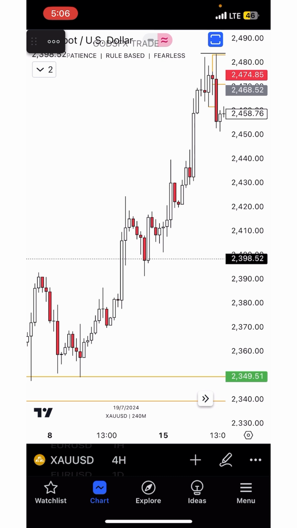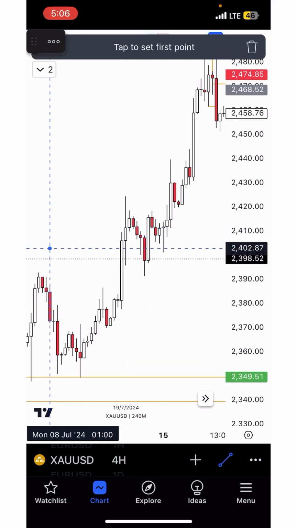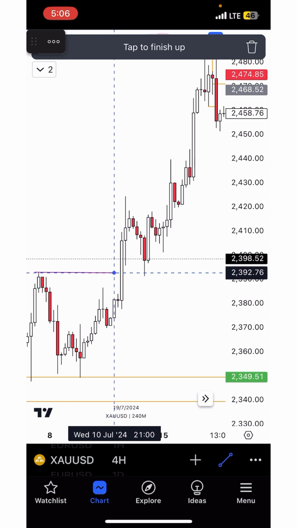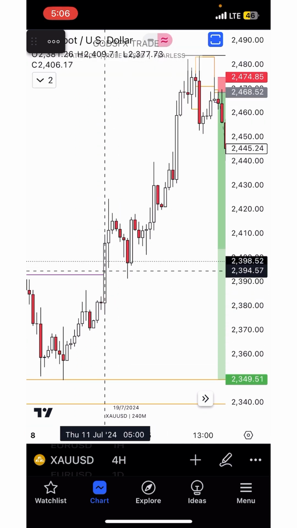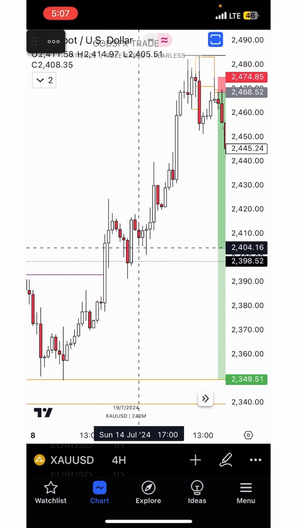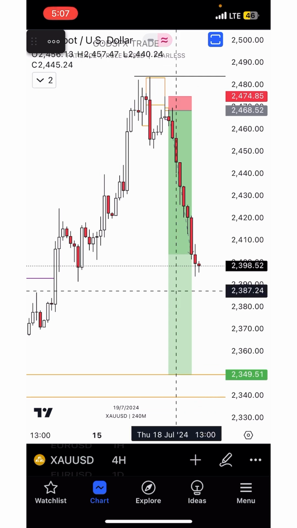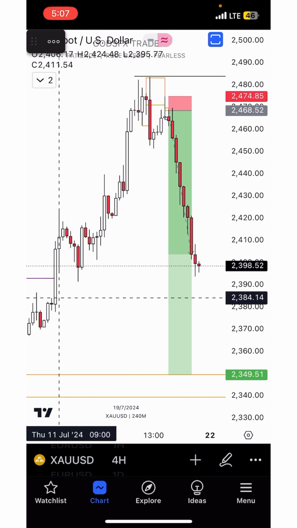this is why you need to understand mitigation. Price broke this high here and respected what? This imbalance, but didn't respect the demand that caused that break of structure. So for me, I'm not going to be buying here. Instead, I will be looking for buy here.